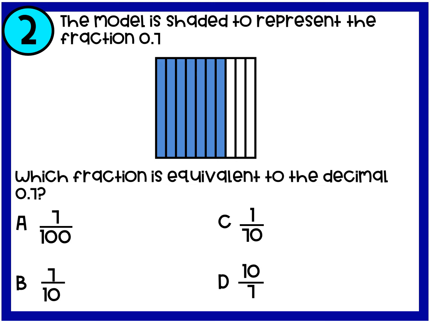If I look at this model, I see that my model has 10 pieces, so it's broken up into 10 pieces. 7 pieces are shaded, so I could write that as a fraction 7/10. I'm going to go ahead and prove it using place value. I have 7/10, and my place value chart shows that I have 7/10. So the correct answer here is B.